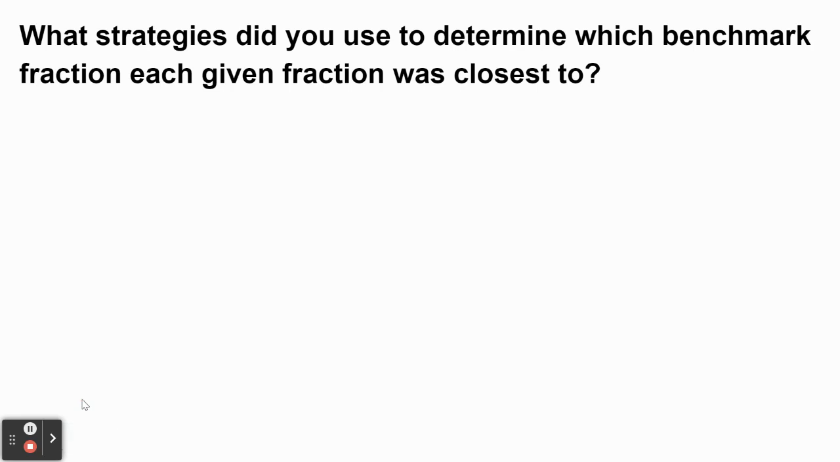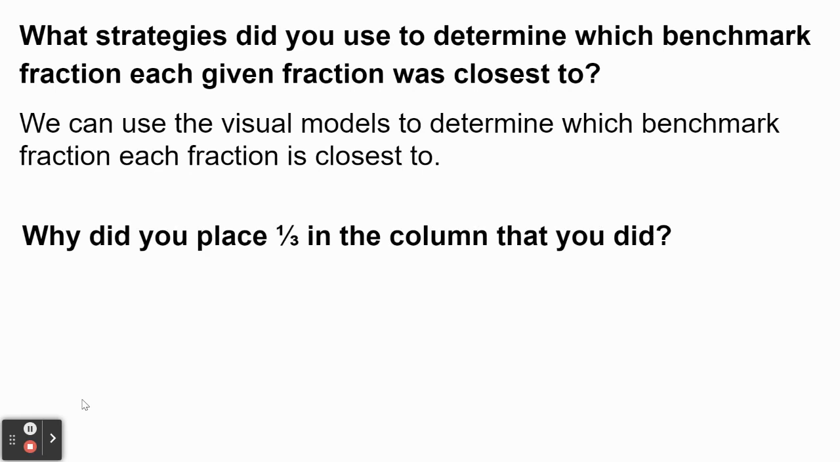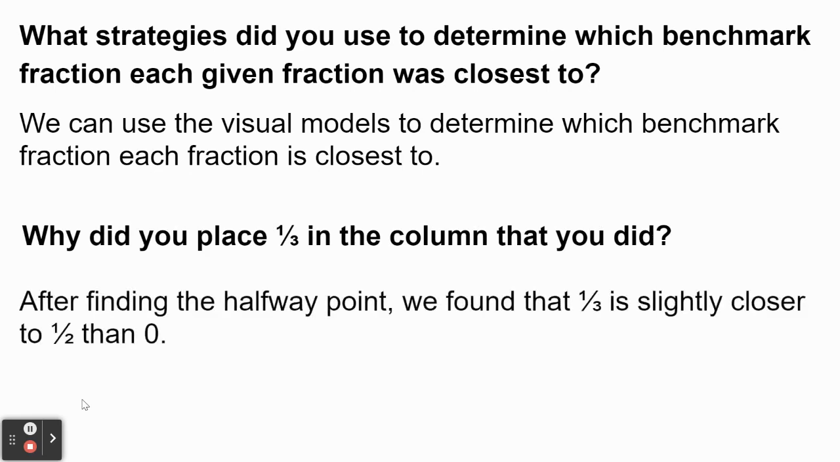What strategies did you use to determine which benchmark fraction each given fraction was closest to? Well, we can use visual models to determine which benchmark fraction each fraction is closest to. Those visual models help us see if our fractions are closer to 0, 1/2, or 1. Why did you place 1/3 in the column that you did? After finding the halfway point, we found that 1/3 is slightly closer to 1/2 than it is to 0. That's why those visual models will really help us determine which benchmark fraction each of the given fractions is closest to.